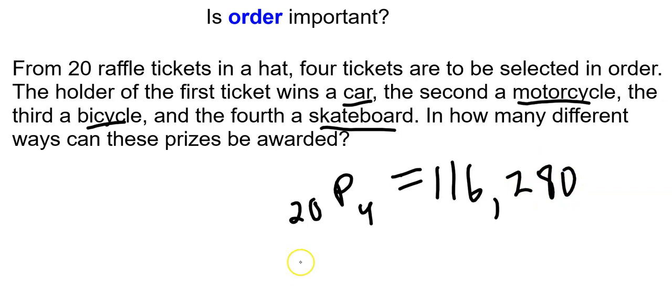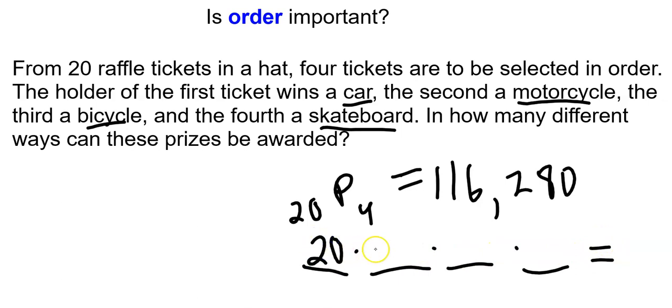By the way, the other way you could have done that is by the slot method. So permutations can always be done with the slot method. You could always just multiply them out. So you'd have 20 options for the first, but once the first ticket's chosen, there's only a few tickets left, so 19, 18, 17, and that should work out to be the same.